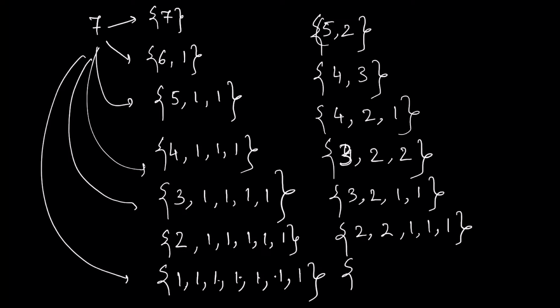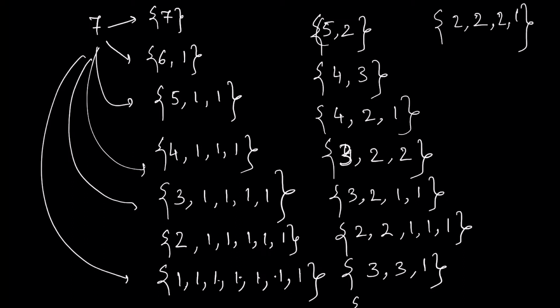So, let me see how many there are. 1, 2, 3, 4, 5, 6, 7, 8, 9, 10, 11, 12, 13. So, 2 more are remaining. Let me find out. 4-1-1 is already done, 3-2-2 is done, 3-2-1-1 is done, 2-2-1-1-1 is done. 3-3-1 is remaining. Anything else? 2-2-2-1 is not done. Okay.